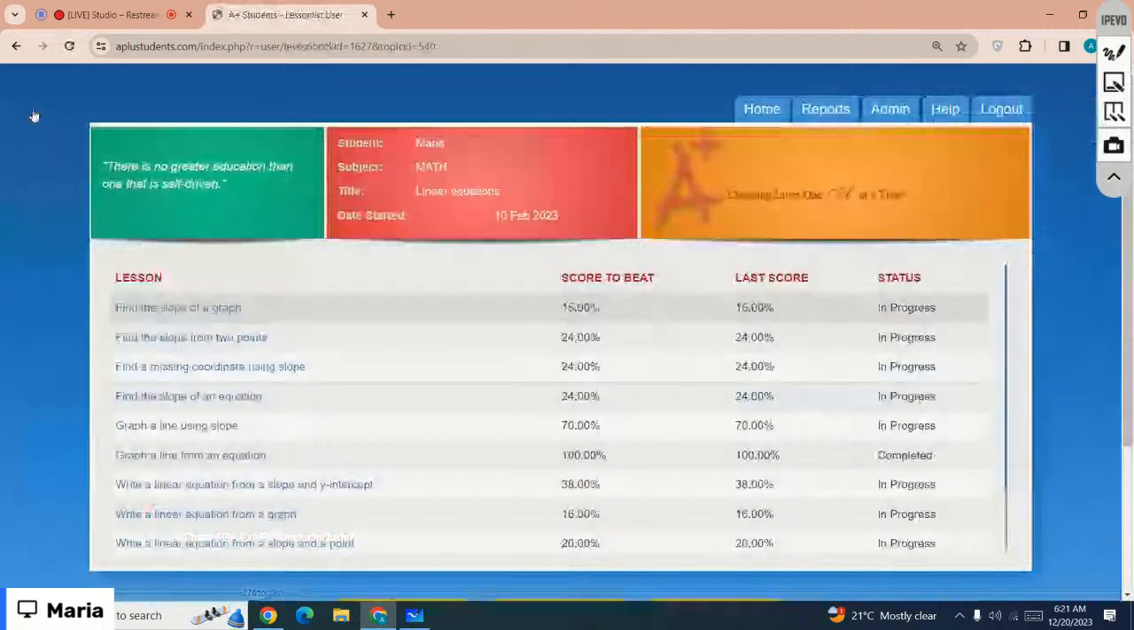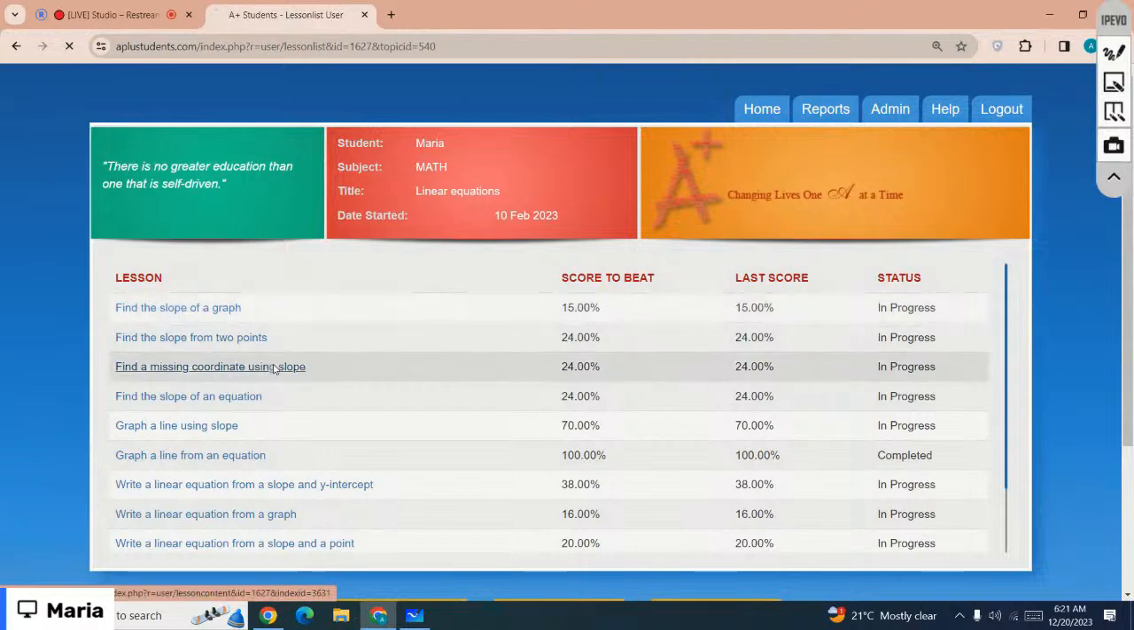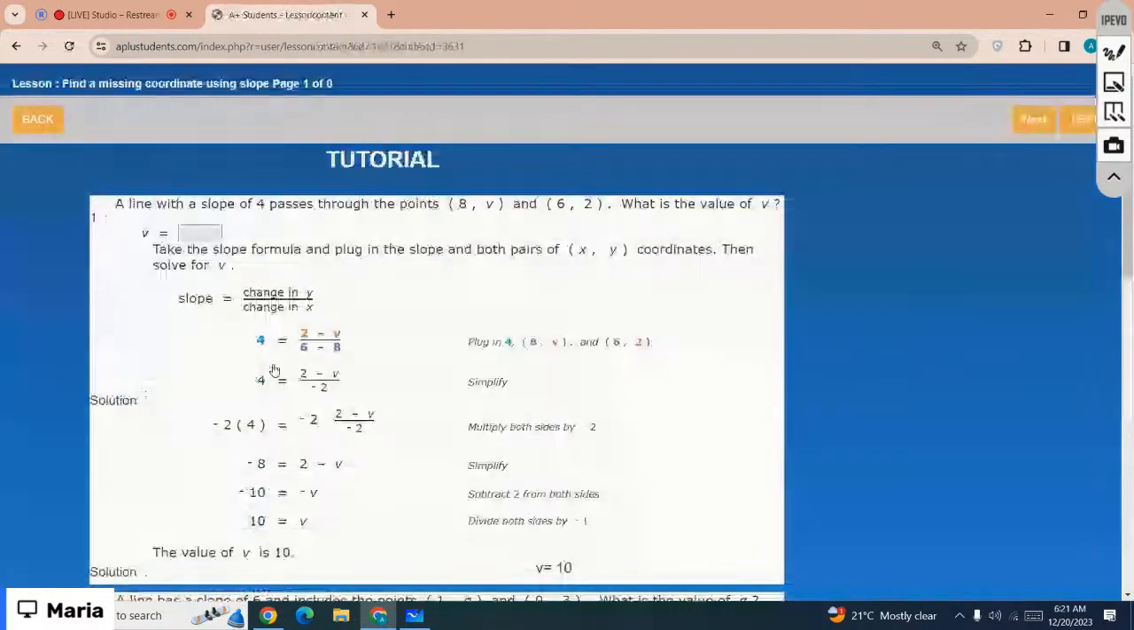The next lesson is find a missing coordinate using slope. We are given two coordinates and we can find the slope with them, right? Now one of these coordinates is missing. You are given one coordinate and a slope, and you need to calculate the second coordinate. So how do you calculate the second coordinate if you are given the slope and one of the coordinates? Just look at the first example.